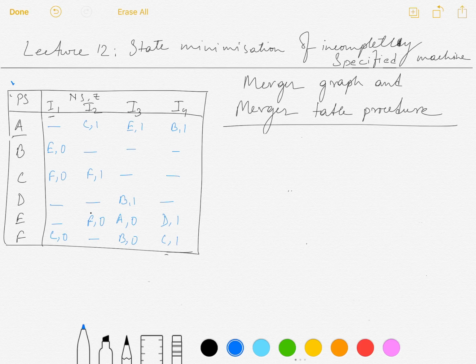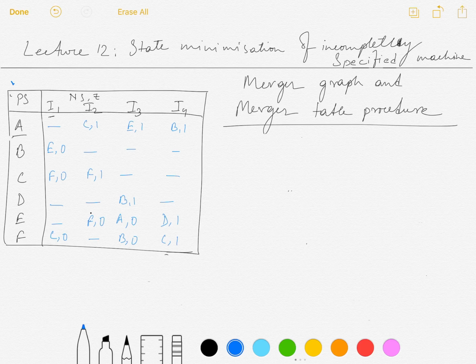An incompletely specified machine is basically a table that is formed from an NFA. In case of an NFA, for a particular input, the output may be specified or may not be specified, or there may be more than one next state and output. So, basically this procedure is applicable for the NFA: how to reduce the number of states in an NFA. There are two procedures, called the merger graph and merger table procedures.